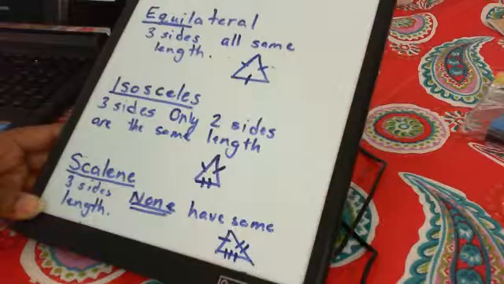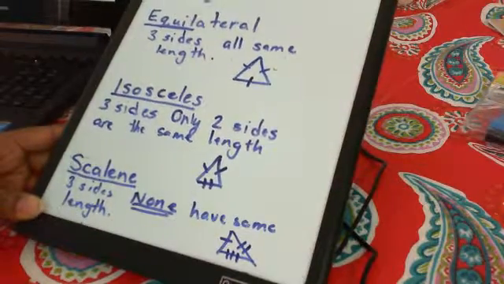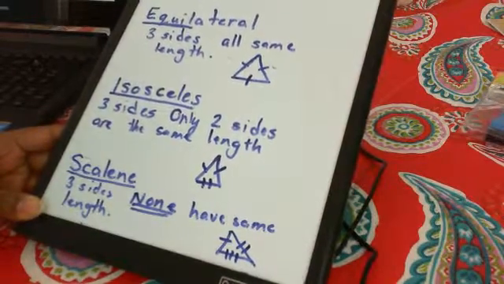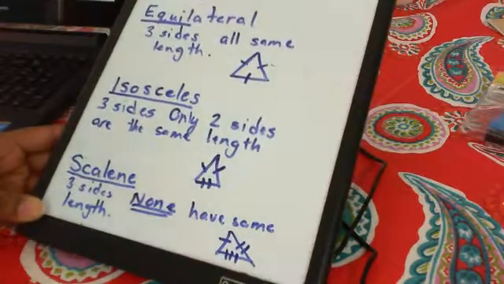Alright, now remember, this is all about the perimeter, the outside of the triangle. We're going to have a practice video on this, and then we're going to go to the inside of the triangle.